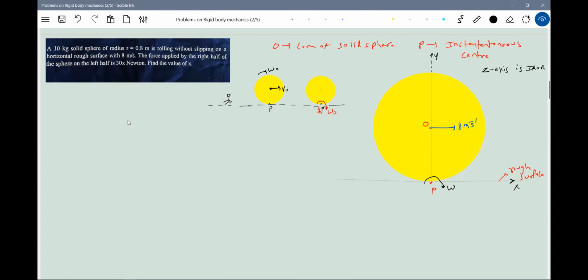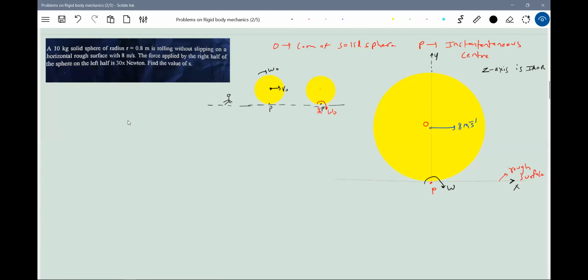At that instant, all the points are rotating about the instant center. Every point, even the center of mass, will rotate about it. Then at that instant, is it in rotational equilibrium? Yes. Sir, how come equilibrium? It's moving. What do you mean by equilibrium? Net force and net torque should be 0.